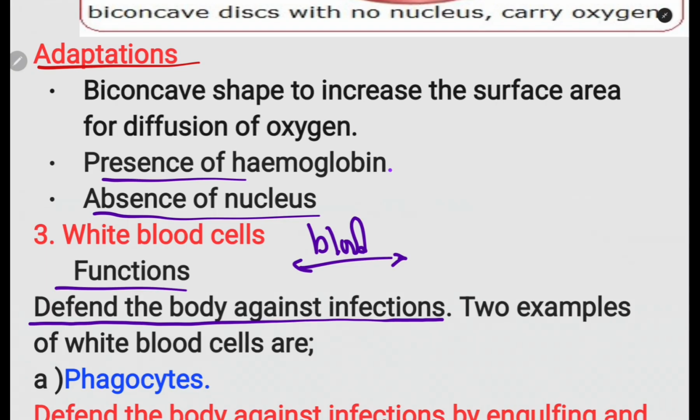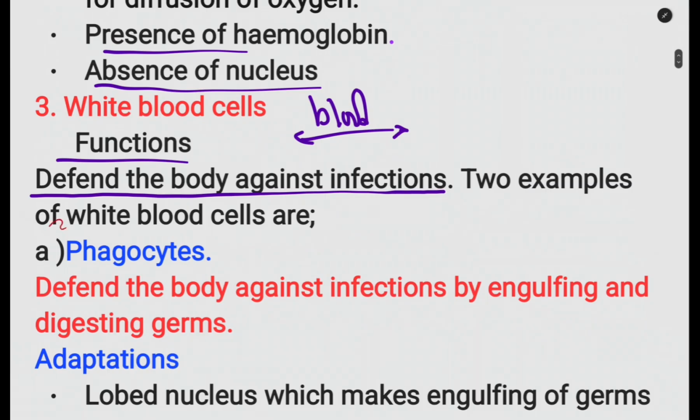For the sake of our learning, we are going to look at two examples of white blood cells: phagocytes and lymphocytes. Have you gotten that? White blood cells defend the body against infection. We are going to start by looking at phagocytes. They are both white blood cells. The only difference is in the way they defend the body against infection. They do it differently, and of course in their structure they also differ.